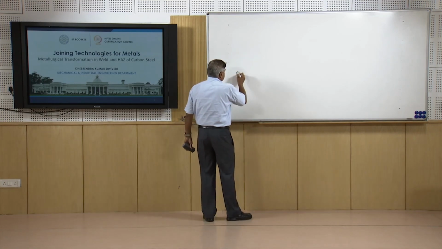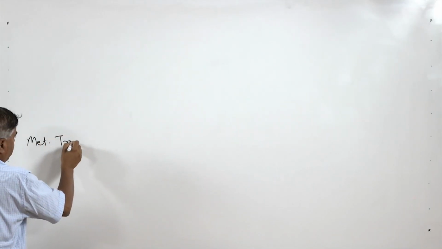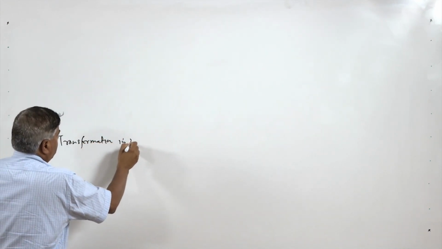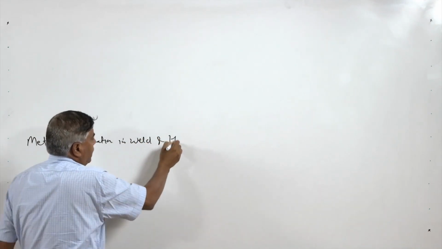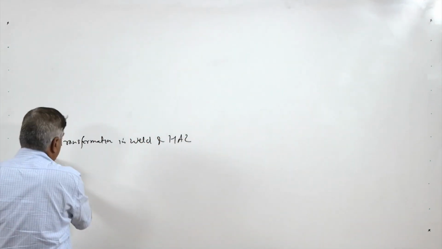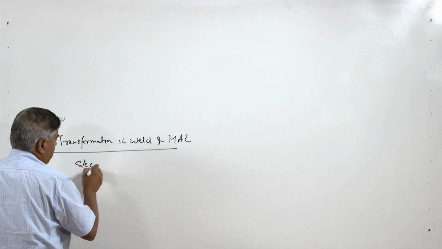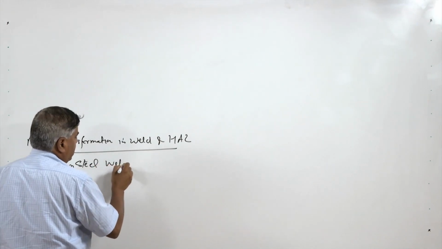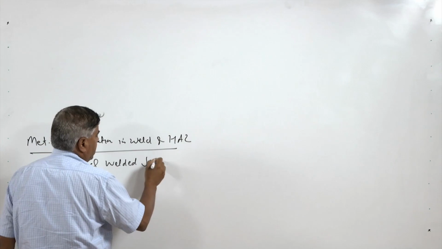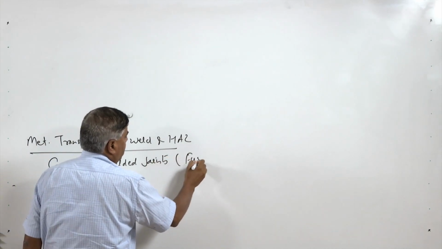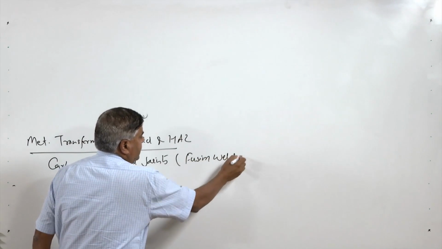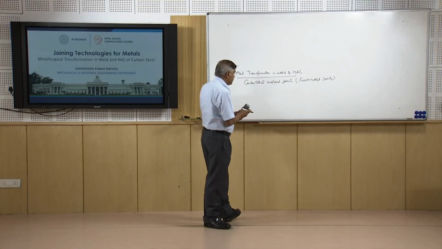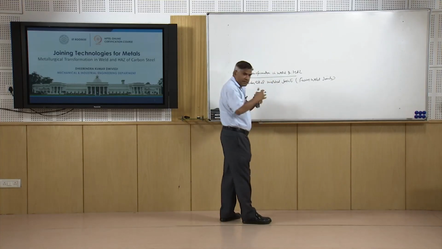So, the topic is metallurgical transformations in weld and heat affected zone, especially in case of the steel, carbon steel welded joints. So, basically we will consider the fusion weld joints in this analysis. So, we will talk sequentially step by step.